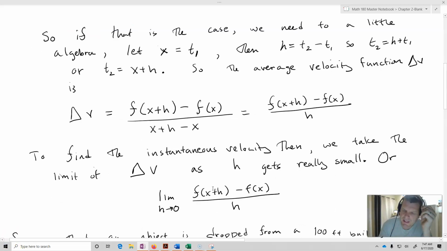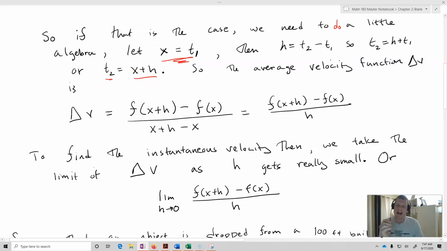So if that's the case, we need to do a little algebra. Let x equal t1, then h is going to equal t2 minus t1, and that means that t2 is going to be h plus t1. All I did was add t1 onto h. Just a little bit of algebra. Or t2 is going to equal x plus h. If you remember, we said that t1 was x, so t2 is going to be x plus h.